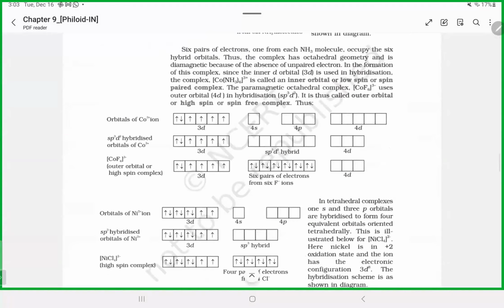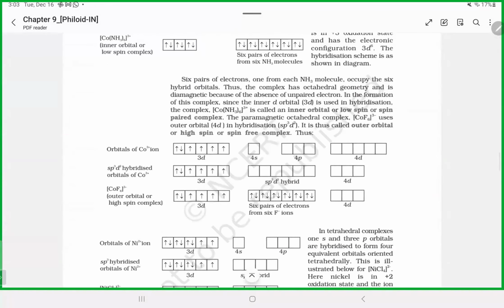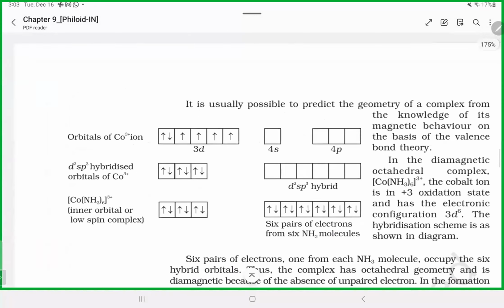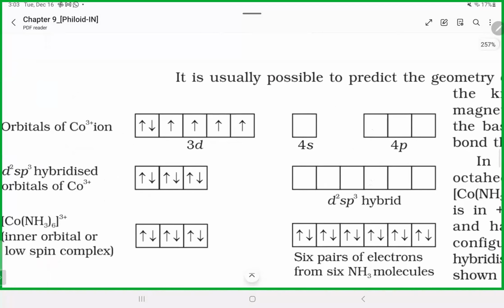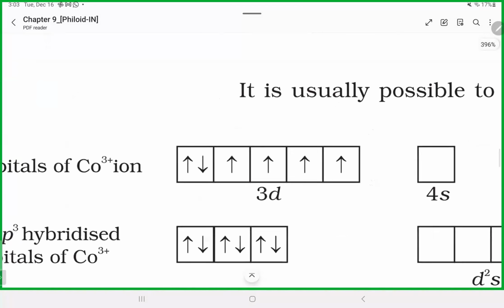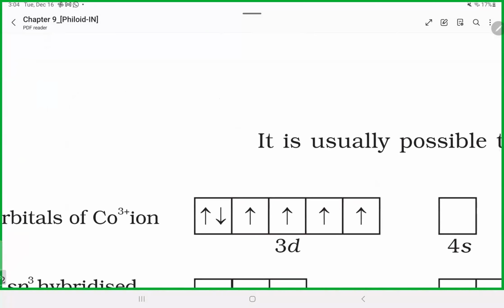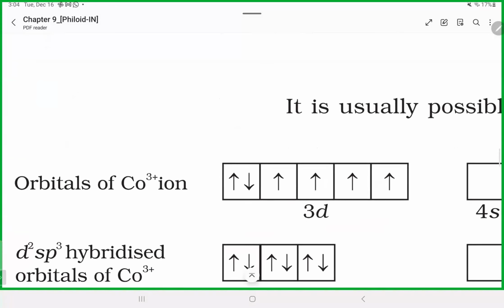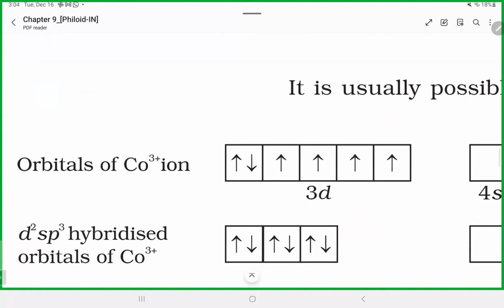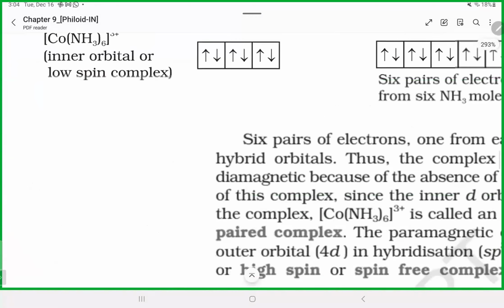See here, what is happening? Initially, normal cobalt has this filling. There were 6 electrons, 5 up, 1 down. But when you have a strong ligand like ammonia in this case, what is happening? Pairing, but still one is up, another is down. Make sense?